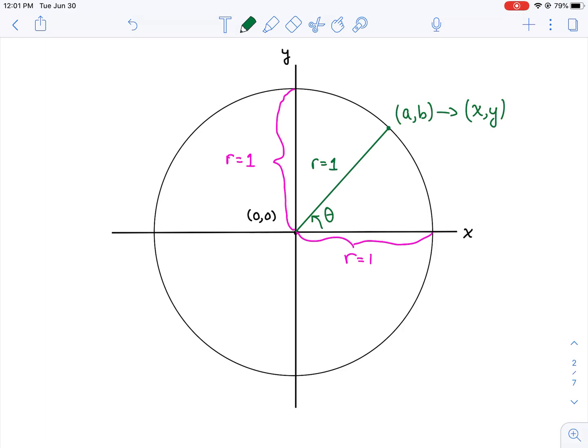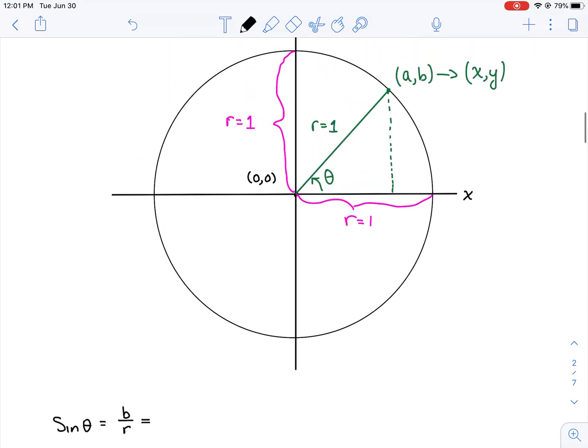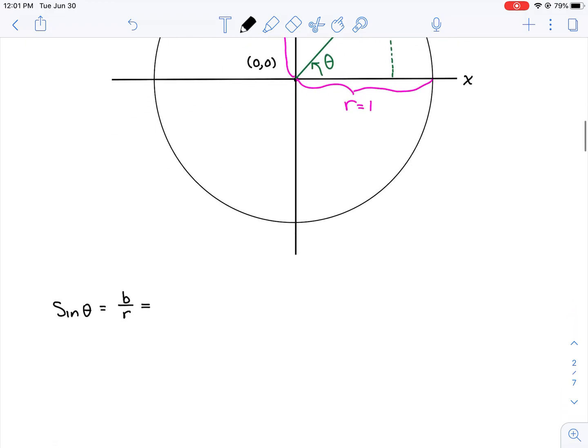Now, if I draw a vertical line from the point AB down to the x-axis, we can now create the ratios for the 6 trigonometric functions. So from our previous section, you may remember that the sine of theta is equal to b divided by r. But since this circle is the unit circle, we know that the radius is 1 and the b coordinate is y. So sine of theta is going to be the y coordinate in the ordered pair.